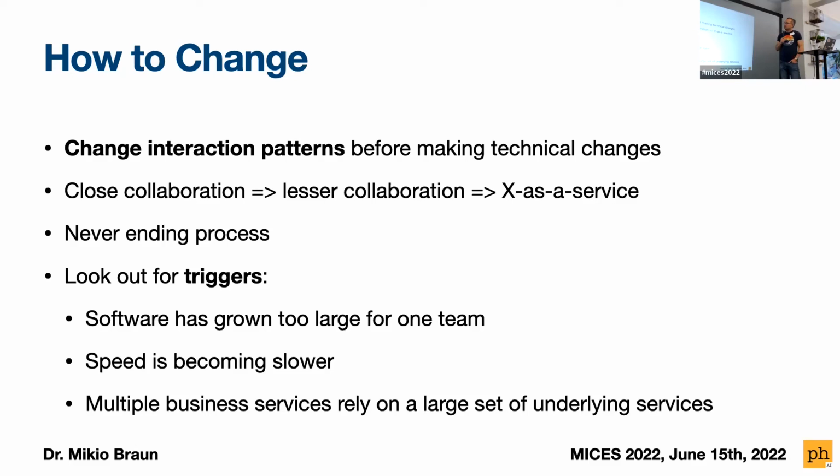A few triggers to look out for: if software becomes too large, if speed is dropping, or if there's a small set of services that many people rely on, right? Again, these are bottlenecks, and this is something to look out for. And also, always listen to your people. In my experience, some of the reorgs really came from the team saying, this doesn't work for us, we actually feel like two teams, and so on. Then you should, of course, listen to them.